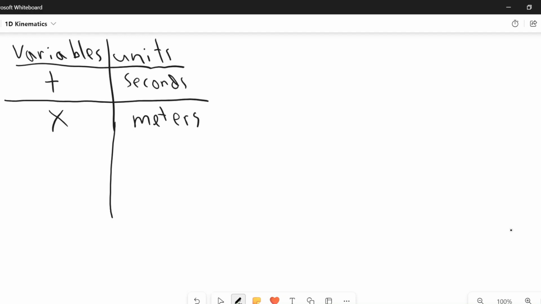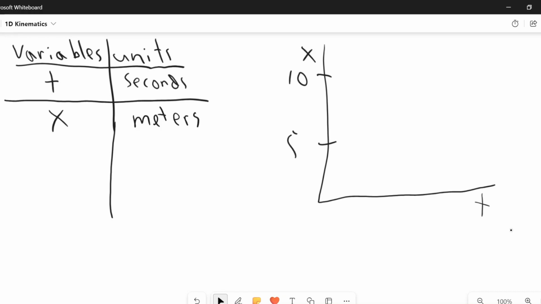So let's say I have this little graph here, x and t. And we can just make arbitrary values like 10, 5, 1, and 2. Let's draw a slope here. So we can see that at this point, time equals 1 second. The position of the object that is moving is at position of 5 meters. We notice that this graph creates a slope.